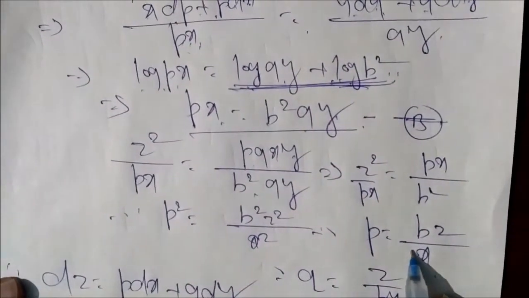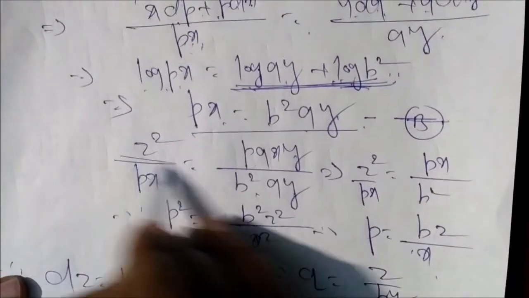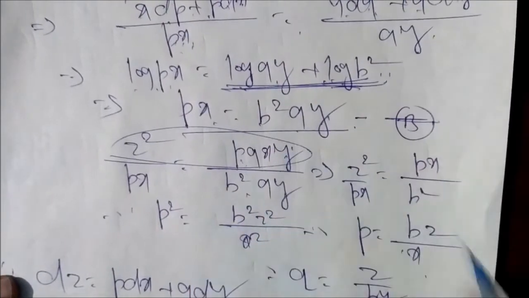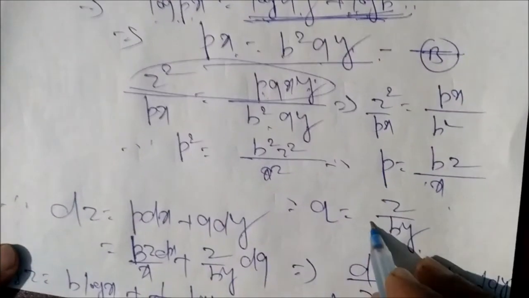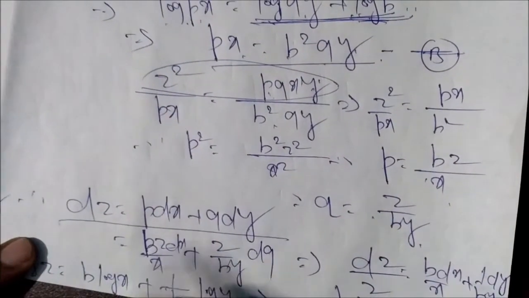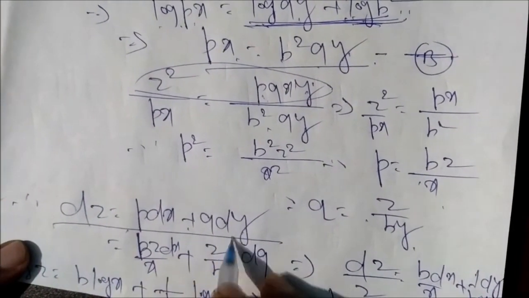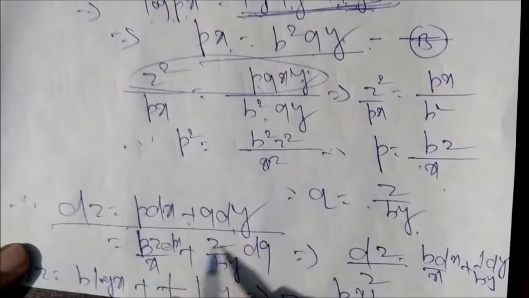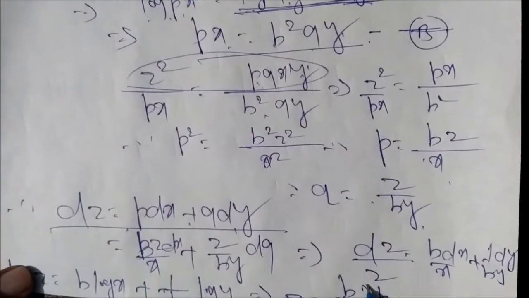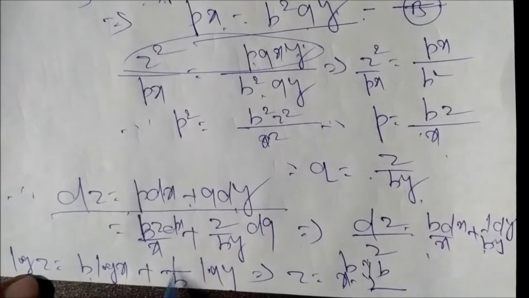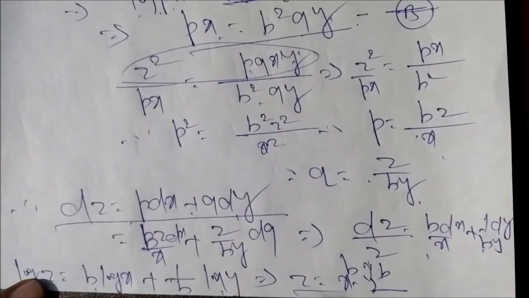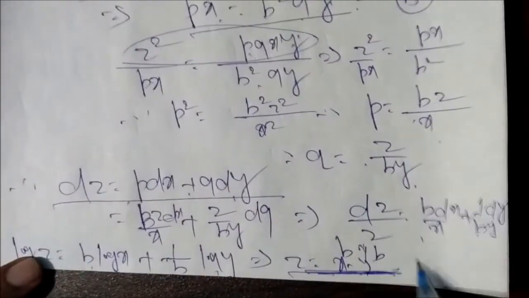After putting the value of p in the given equation, z square equal to pqxy, we will get q equal to z by by. Now putting the values of p and q in this equation, dz equal to p dx plus q dy. z will be common, that is dz by z equal to this much. After integration, log z equals b log x plus 1 by b log y. Therefore, this is the required solution. Okay, thank you.